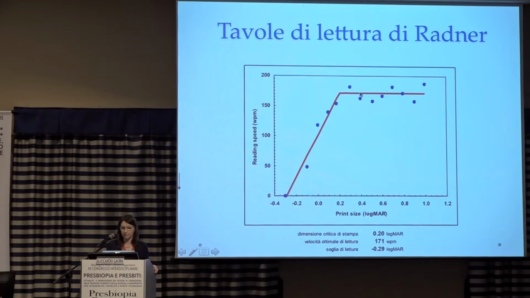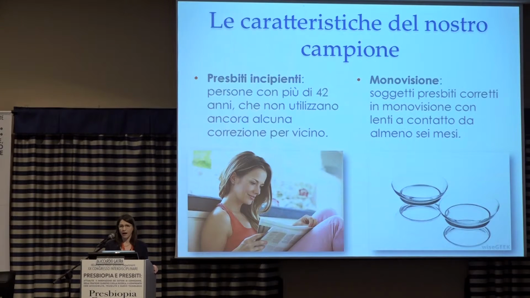All these data are plotted on a graph. And you can see here the speed is constant, and then there's a slowing down and a decline. So that's optimal reading speed, critical print size, and the reading visual acuity.